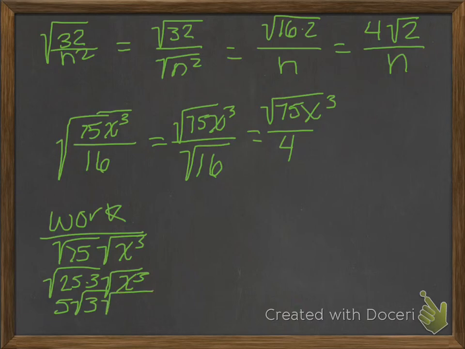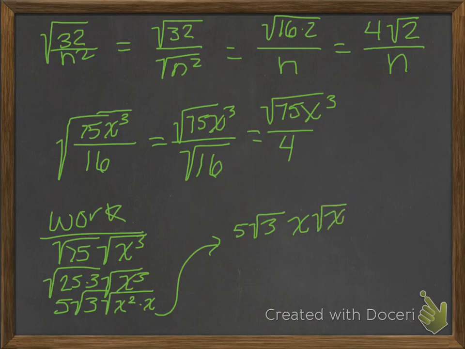And we're going to break up x cubed into x squared times x. Now, the x squared, we can go ahead and simplify that. So, we'll move on over 5 square roots of 3. The square root of x squared equals x. And we're left with the square root of x under the radical.